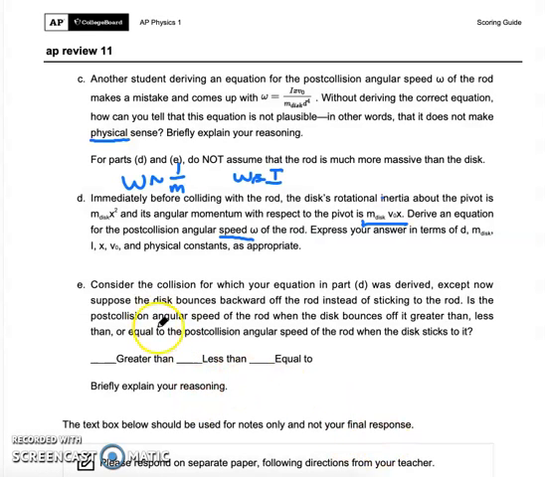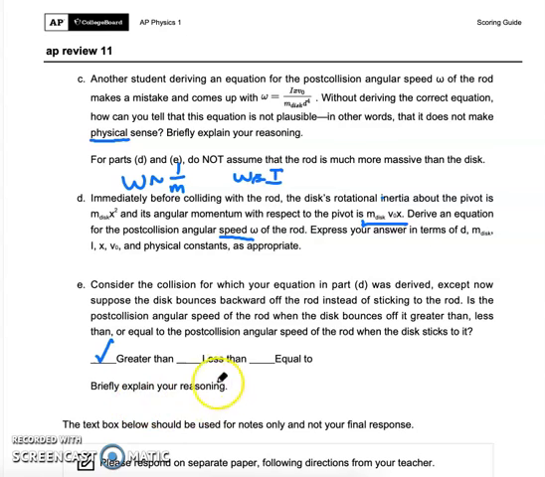Then part E asks, suppose instead of sticking, whoops, I think I missed mass. Does the rod have mass? I might need to include the mass of the rod in there. I don't remember seeing that, or maybe it was small compared to the disk. Anyway, suppose it bounces off, and they want to know, would the angular speed be greater than, less than, or the same? The answer is it would be greater than.